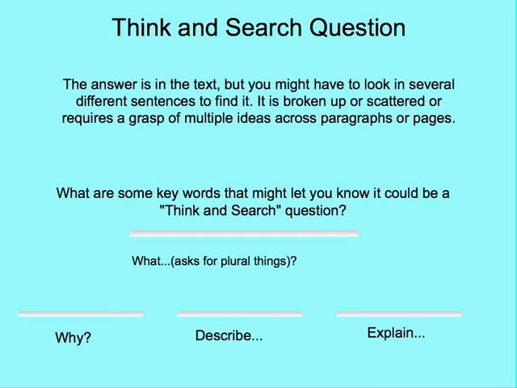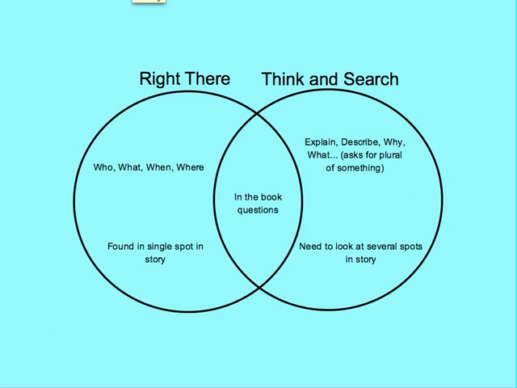Now, we've already studied right there questions. With right there questions, you're answering who, what, when, or where. With a think and search question, you're explaining, describing, answering why, or answering what if they're asking for more than one thing. With a right there question, it's found in one single spot. You can point to it with one finger, you know you found all of the answer right there. With a think and search question, you need to look at several spots in the story. A little bit might be from this paragraph, a little bit might be from this paragraph, and a little bit might be from this paragraph.